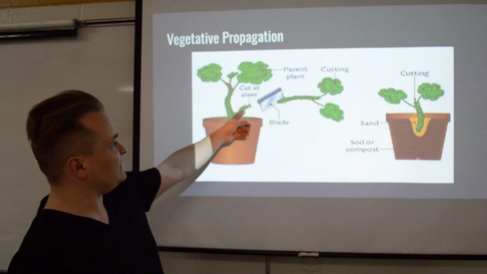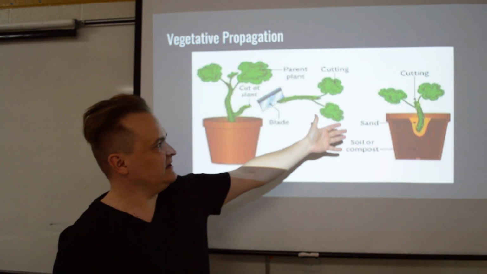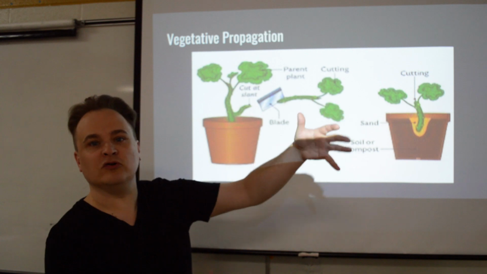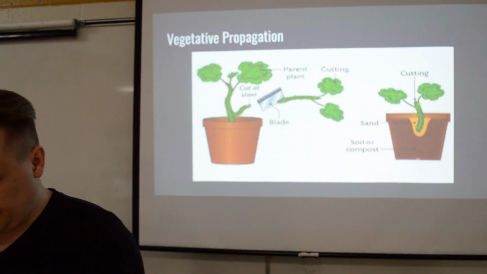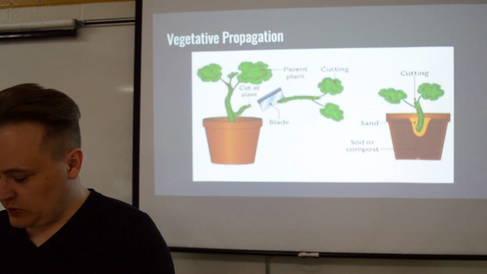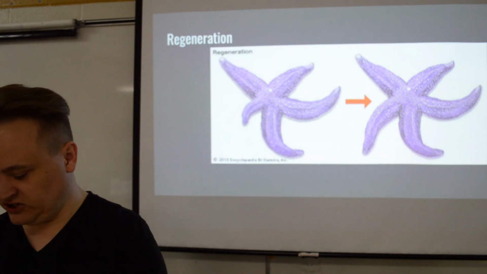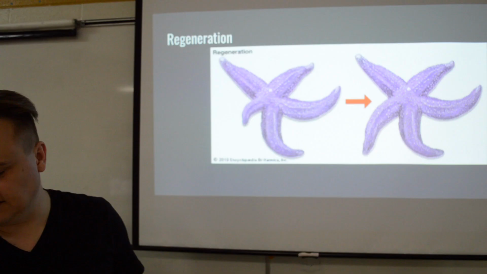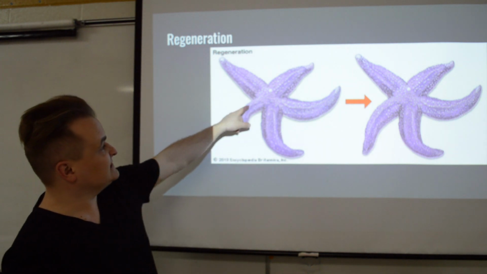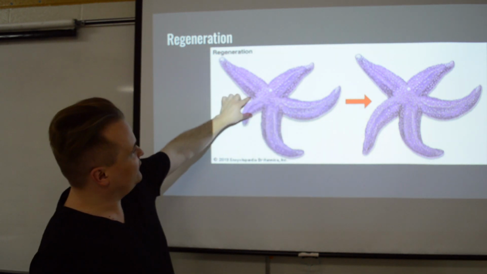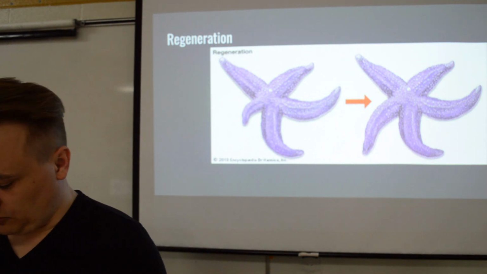So splicing, vegetative propagation, is where you cut something off, you plant it, and the cutting grows into a new form of the plant. We do that all the time in the plant club next door. The last one is regeneration. The example I always like to use of regeneration is, of course, the starfish. Did you know that if you break a piece of a starfish off, it'll grow into a whole new starfish? We'll talk about that right away.